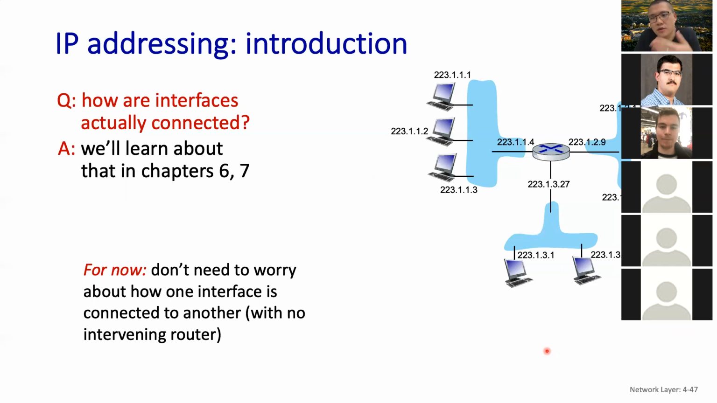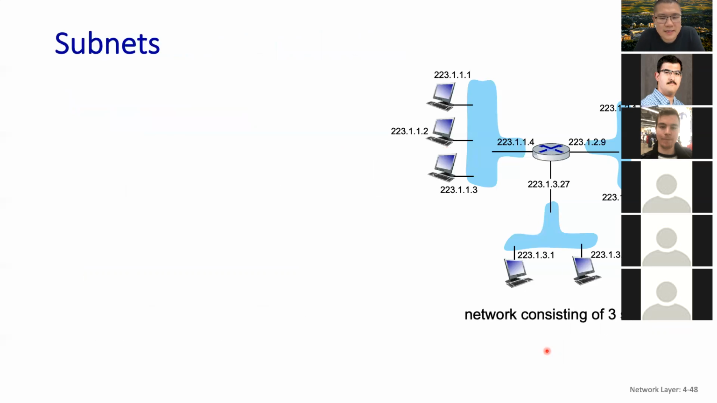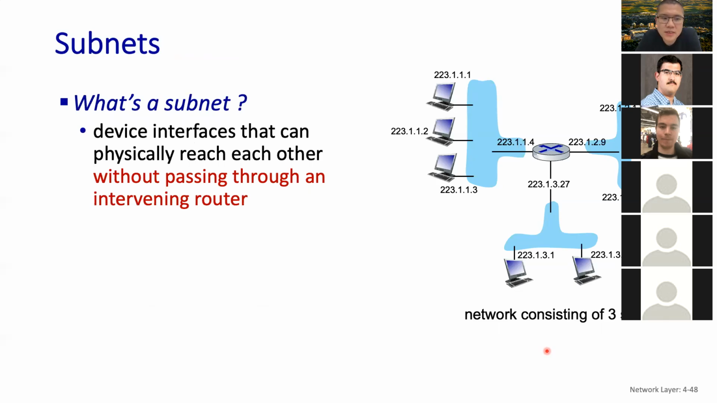But now we just focus on the IP. How do we use IP addresses to do the addressing? Let's see something about the subnet. Before you fully understand how IP forwarding or addressing works, we need to understand subnets. So what is a subnet?